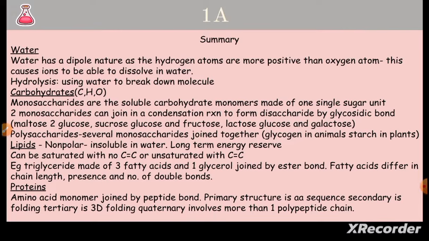Proteins are made of amino acid monomers joined by peptide bonds. The primary structure is the amino acid sequence, and the secondary structure is the folding, using hydrogen bonds. The tertiary structure is the 3D folding by ionic bonds, etc. The quaternary involves more than one polypeptide chain getting bonded together.